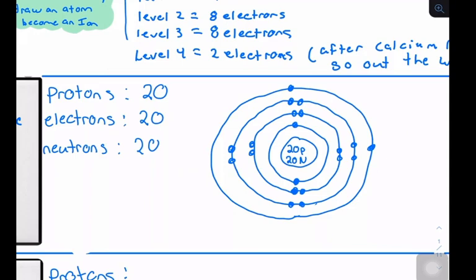One last thing we're asking you to do is called a charge balance. And so that is taking all of your positively charged particles and subtracting from them your negatively charged particles. So in this case, of course, I have 20 positives, 20 negative electrons, and that's going to make my charge 0. That makes this a neutral atom. And shortly we're going to explore what that means a little further.